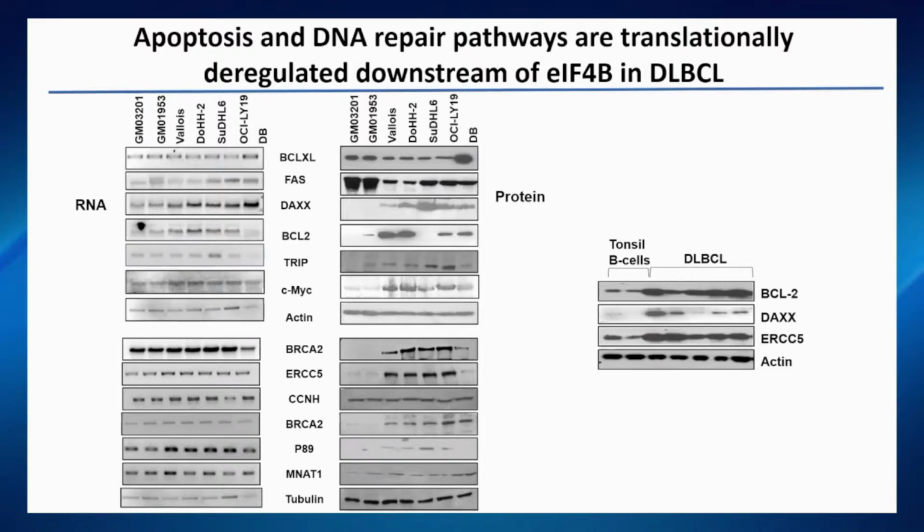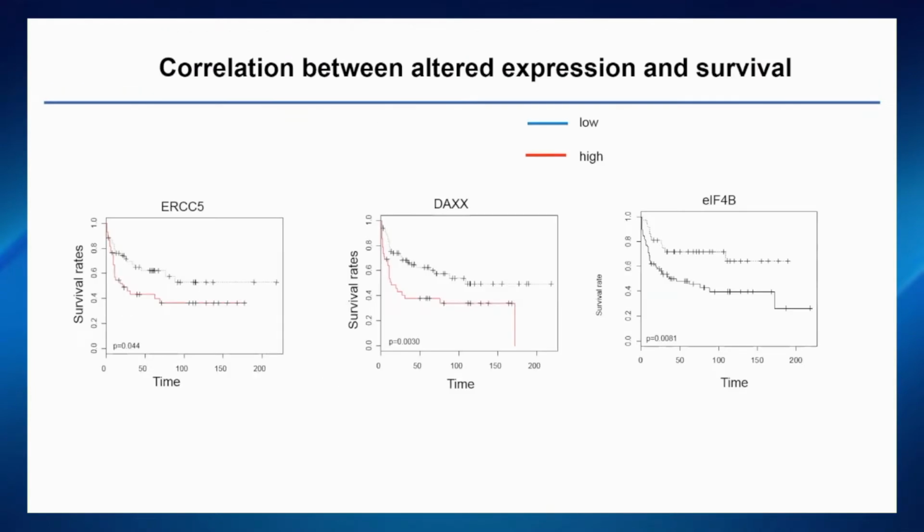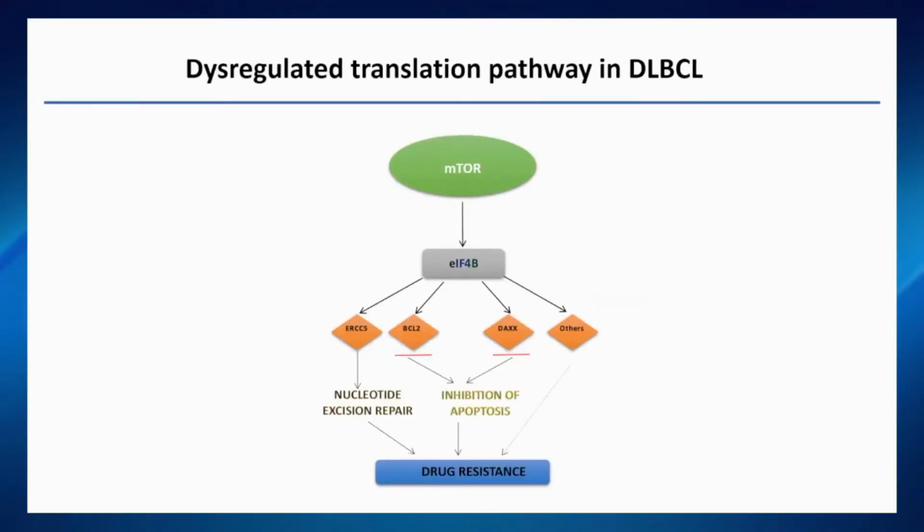What's important is actually there's a correlation between expression of these things and survival of patients. So overexpression of ERCC5, DAX, and 4B is associated with poor prognosis. But particularly patients who do very badly initially tend to have high levels of expression of these things. It's sort of driving a pretty aggressive form of the disease. So what we actually showed as a pathway is that what seems to be triggering this whole cycle is activation of TOR, which increases 4B expression, and then that increases expression of these proteins.